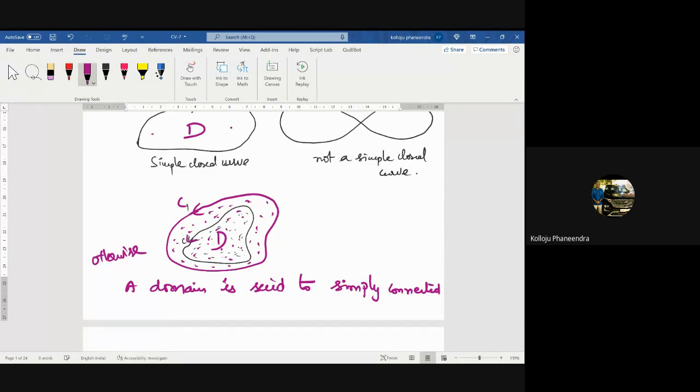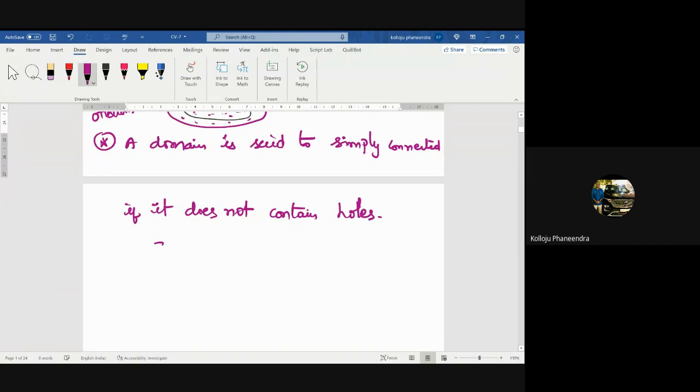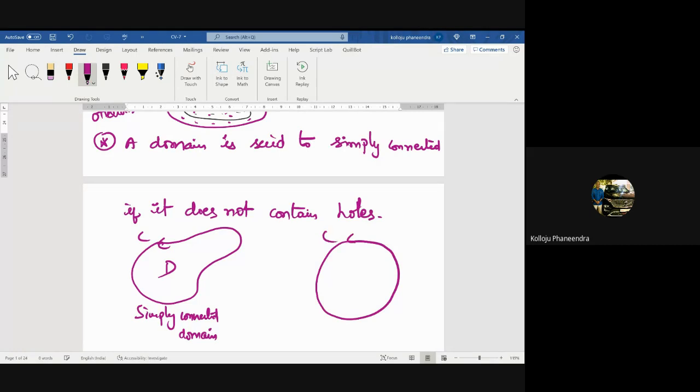I'm giving one simple definition. A domain is said to be simply connected if it does not contain holes. If it does not contain holes, that means this curve C does not contain any hole, so this is a simply connected domain. If I consider, for example, a circle, this is curve C. This is also simply connected.